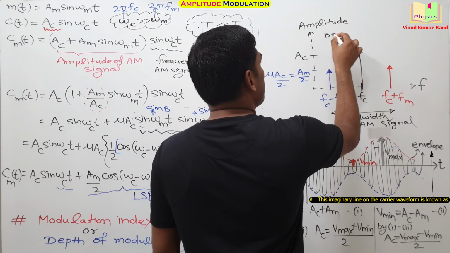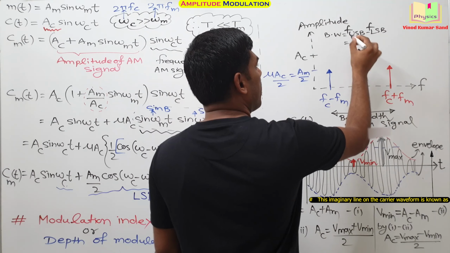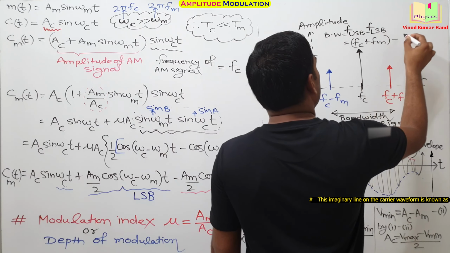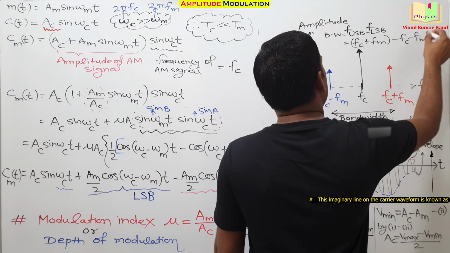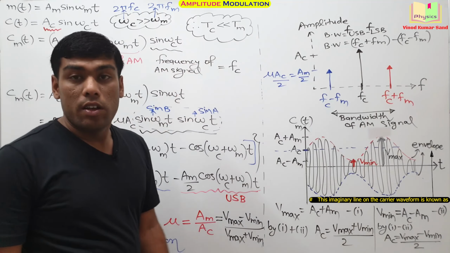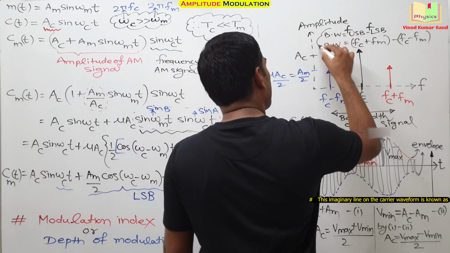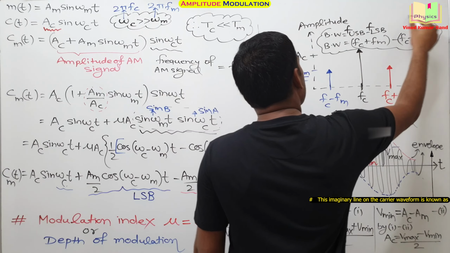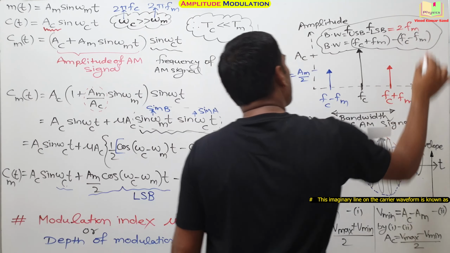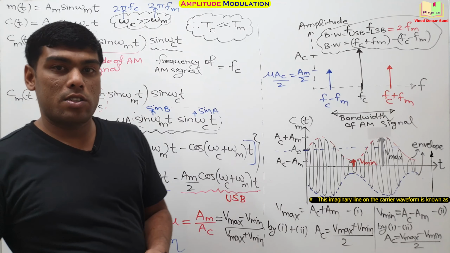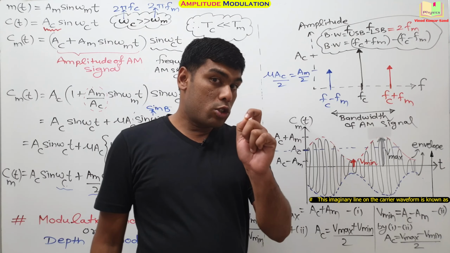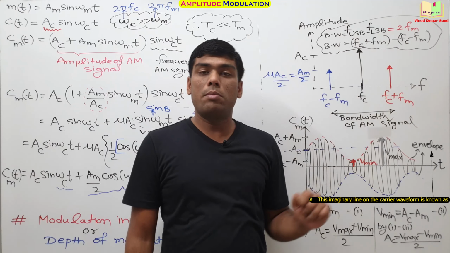The bandwidth will be given as Fc plus Fm minus Fc minus Fm. Is it okay? This is the bandwidth, and when you simplify it, what will you get? The bandwidth will come out to be 2 times Fm. It's a pretty interesting expression. The bandwidth of the AM signal is twice the frequency of the message signal.